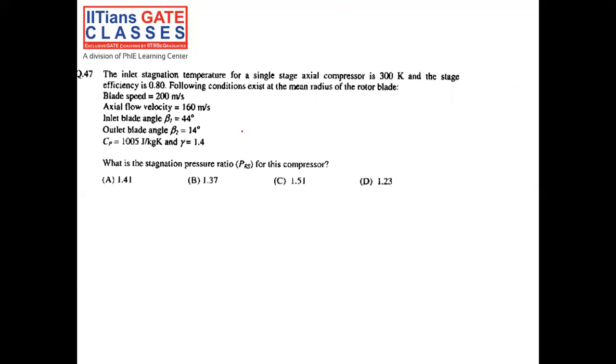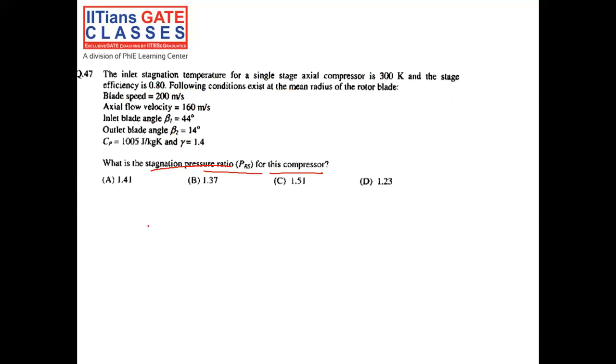The inlet stagnation temperature of a single stage axial compressor is 300 Kelvin and the stage efficiency is 0.8. The following conditions exist at the mean radius of the rotor blade, that is blade speed is 200, axial flow velocity is given, inlet and outlet blade angles are given, and Cp and gamma values are given. So what is the stagnation pressure ratio for the compressor?